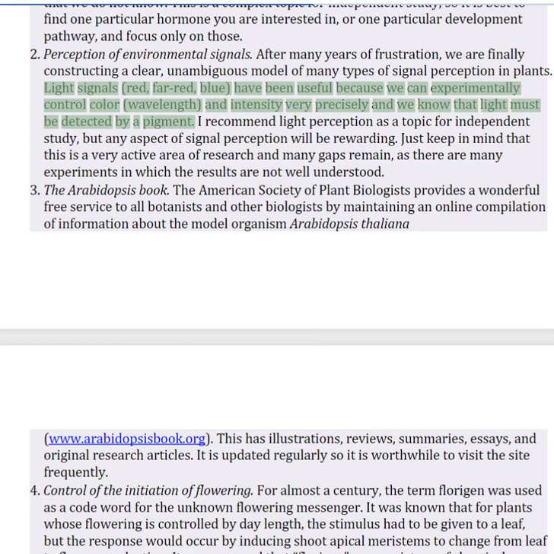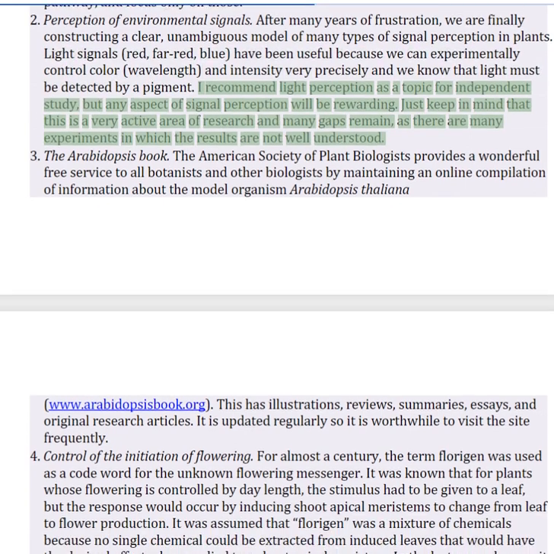Light signals have been useful because we can experimentally control color and intensity very precisely, and we know that light must be detected by a pigment. I recommend light perception as a topic for independent study, but any aspect of signal perception will be rewarding. Just keep in mind that this is a very active area of research and many gaps remain, as there are many experiments in which the results are not well understood.